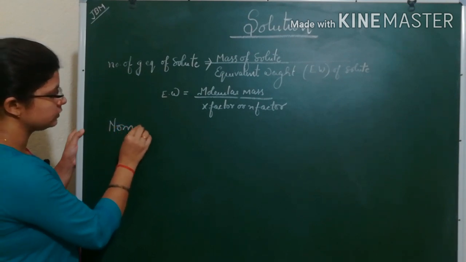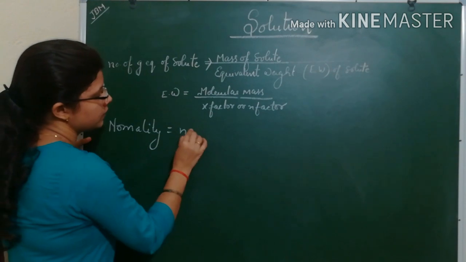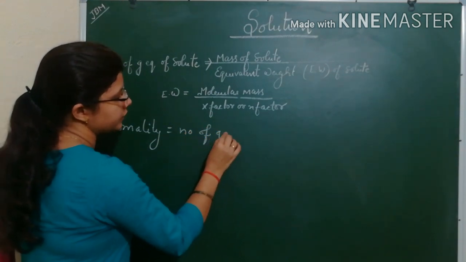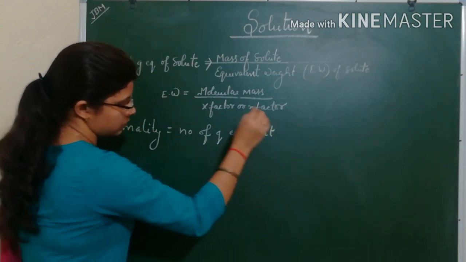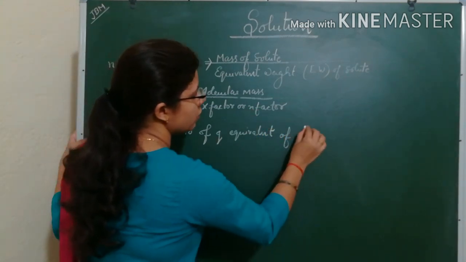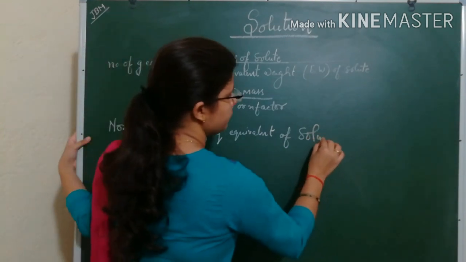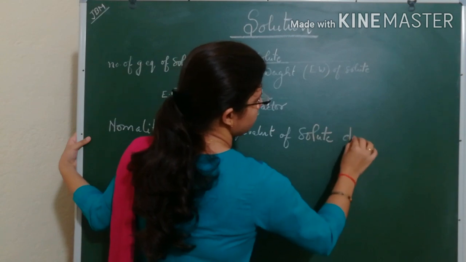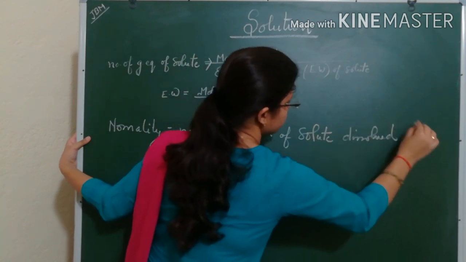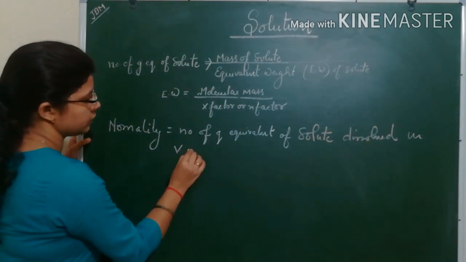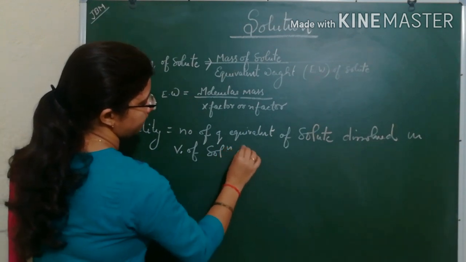Normality is a number of gram equivalent of solute dissolved in the volume of solution in liter. Number of gram equivalent of a solute dissolved in volume of solution in liter.